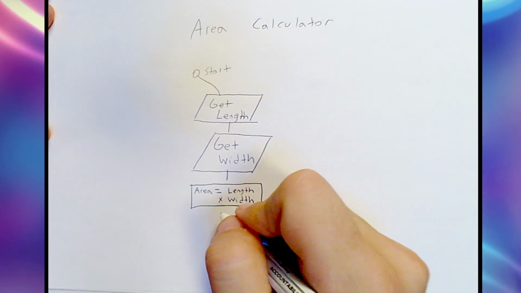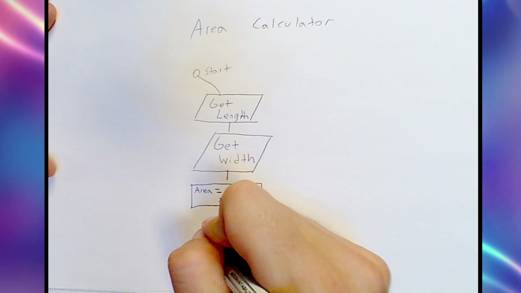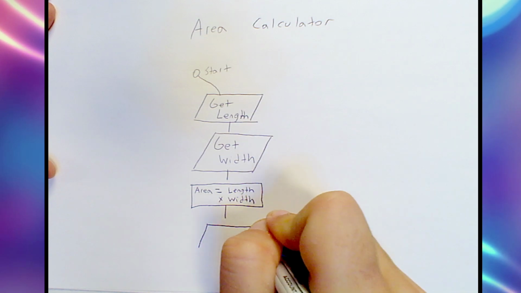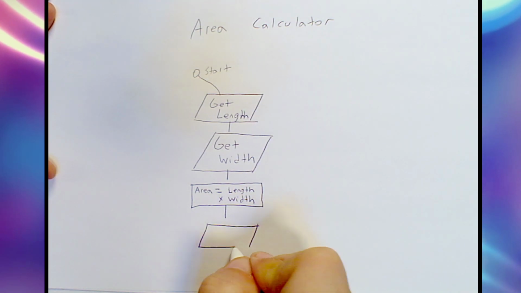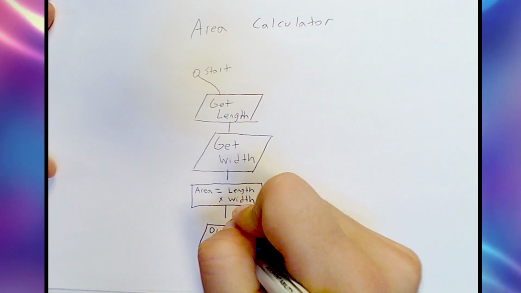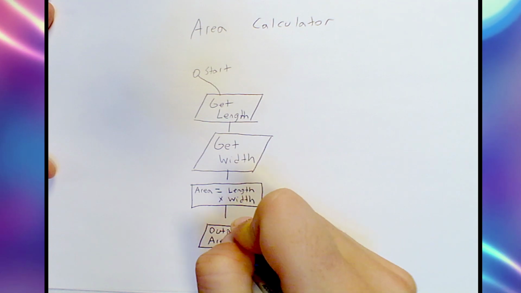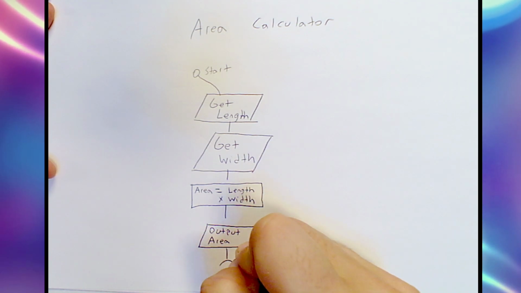String those together. Then we're going to do another exchange of data, a parallelogram here, where we're going to say output area. Then we're going to say end.